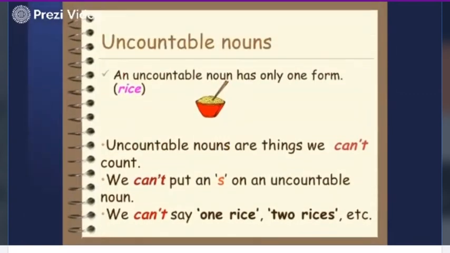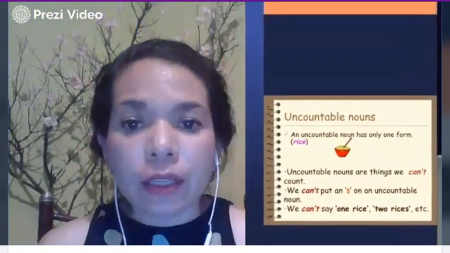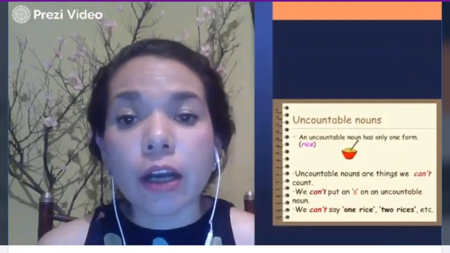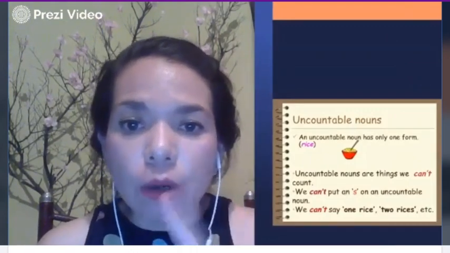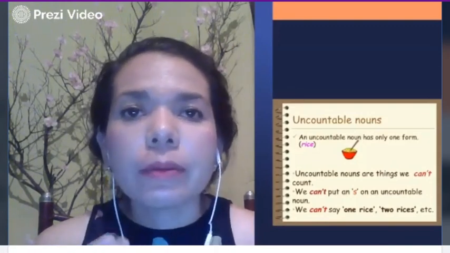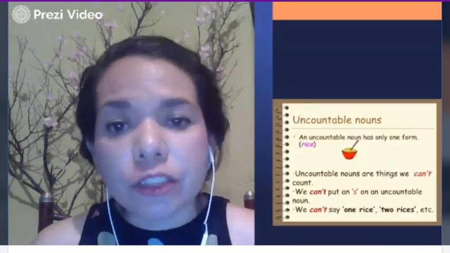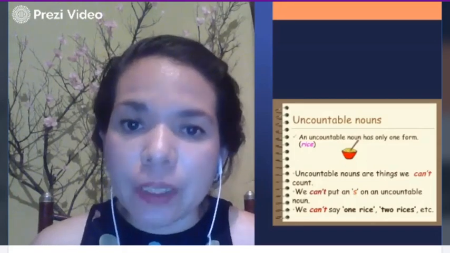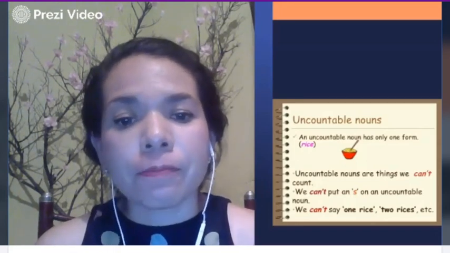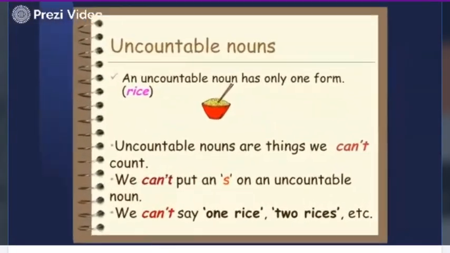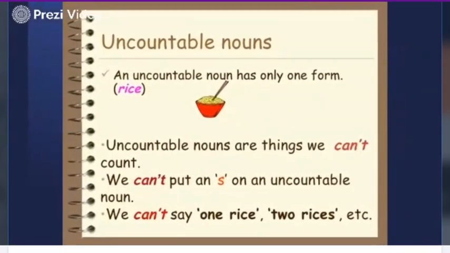Now let's go to uncountable nouns. Like I have told you before, uncountable means the prefix un means no. So uncountable means that you cannot count them. In Spanish, we would say no contables. Now, an uncountable noun has only one form. You don't have a plural. It's only singular.